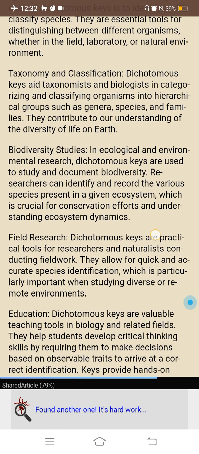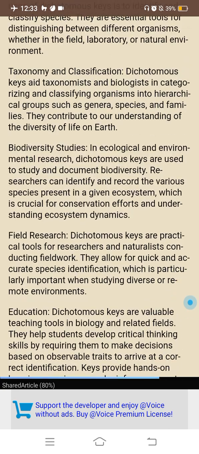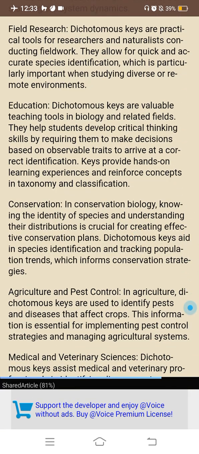In taxonomy and classification, dichotomous keys aid taxonomists and biologists in categorizing and classifying organisms into hierarchical groups such as genera, species, and families. They contribute to our understanding of the biodiversity of Earth. Biodiversity studies. In ecological and environmental research, dichotomous keys are used to study and document biodiversity. Researchers can identify and record the various species present in a given ecosystem, which is crucial for conservation efforts and understanding ecosystem dynamics.